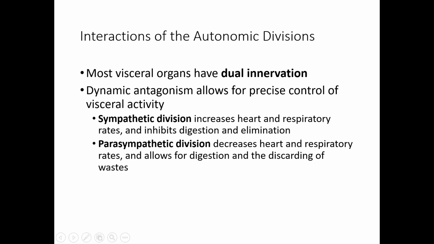Interactions of the autonomic divisions. Most organs have dual innervation. We said about it, so let's summarize. Sympathetic division increases heart rate and respiratory rate and inhibits digestion and elimination, kidneys. Parasympathetic division decreases, slows down heart and respiratory rate, decreases blood pressure, and allows for digestion and the discarding of wastes, that is, kidneys and intestine.